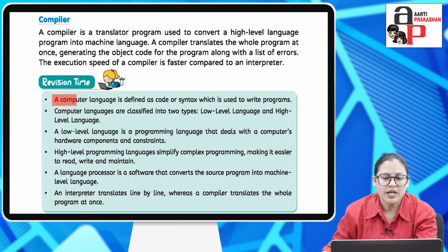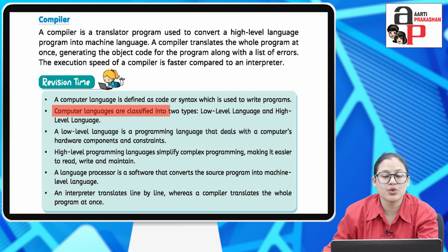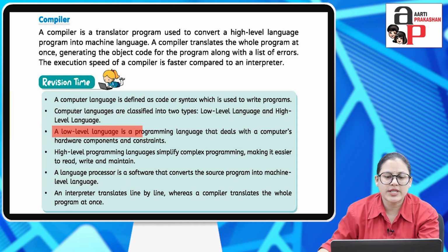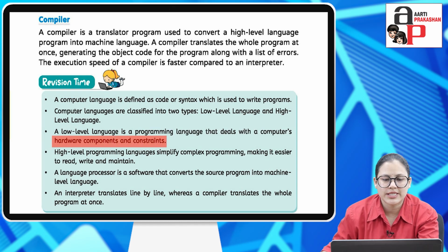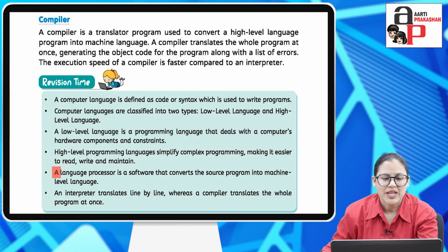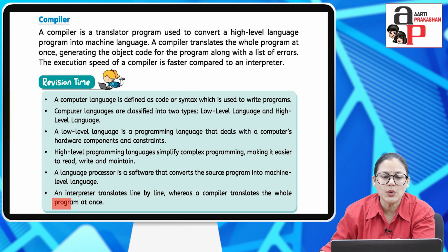Now, revision time. A computer language is defined as code or syntax which is used to write programs. Computer languages are classified into two types: low level language and high level language. A low level language is a programming language that deals with the computer's hardware components and constraints. High level programming languages simplify complex programming, making it easier to read, write, and maintain. A language processor is a software that converts a source program into machine level language. An interpreter translates line by line, whereas a compiler translates the whole program at once.